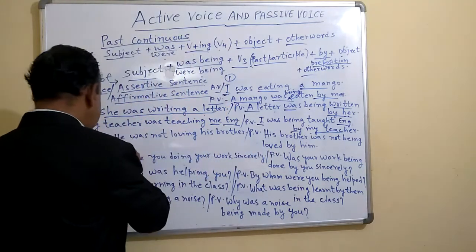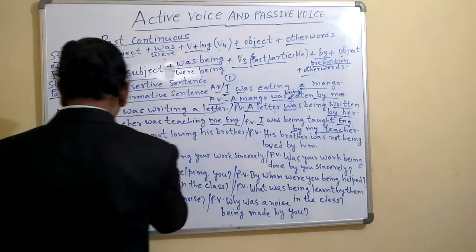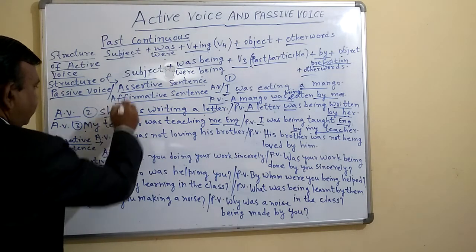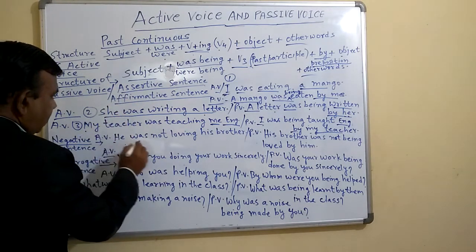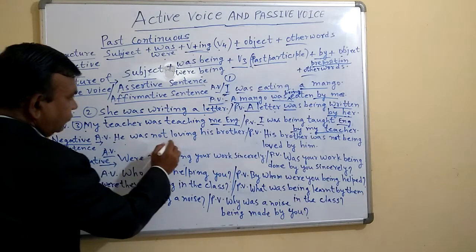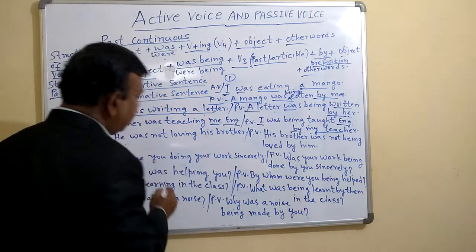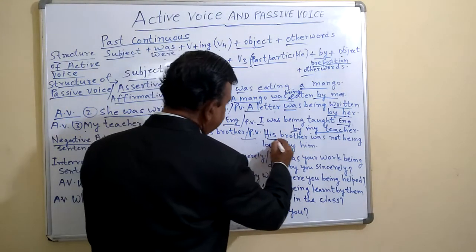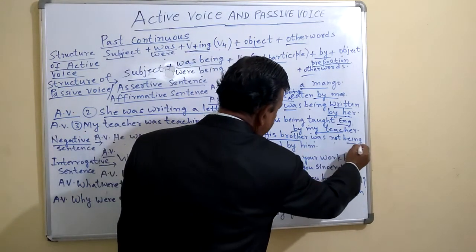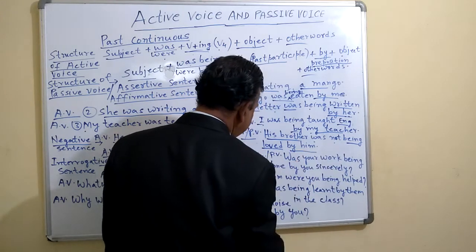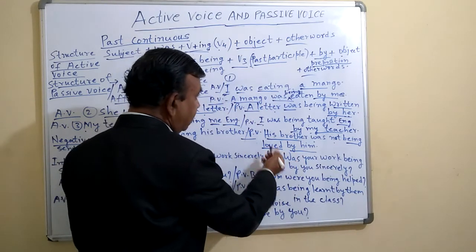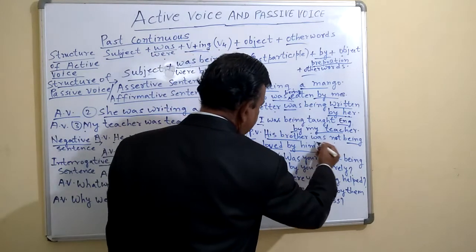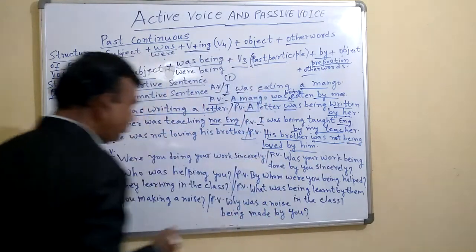Now I'm going to tell you about negative sentence. These are the affirmative sentences. Now negative sentence. He was not loving his brother. This is the active voice. Now in passive voice, how will you do? His brother was not being loved by him. So here love, loved, loved. Third form of love is loved. So we have used it here. And was not being will be used in the negative.